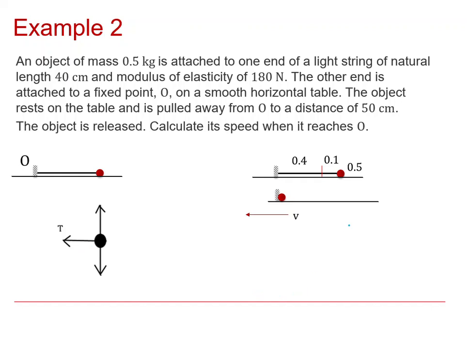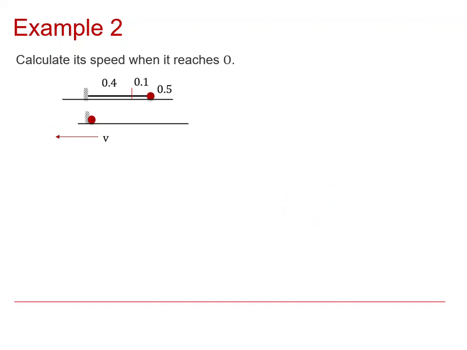Now the right-hand diagrams try to summarize the information in the question. The initial configuration has the extension of 50 centimeters split into the 0.4 and the 0.1. I'm already anticipating that I'll need the extension for the energy expression, and in the second case we have a velocity but nothing else. So we're now set up to do our energy audit. So there's the information again summarized.